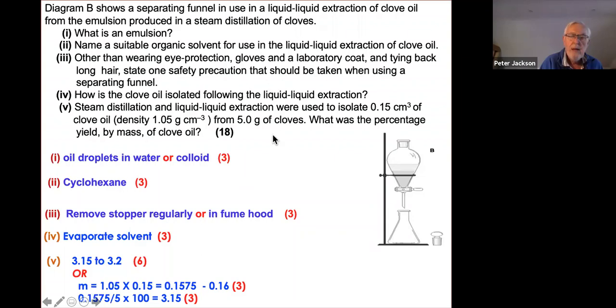And then that was out of 5 grams. So your percentage yield is what you actually got, which was this 0.1575, out of how much did you have? 5 grams, and multiply that by 100 to make it a percentage, and you get 3.15.